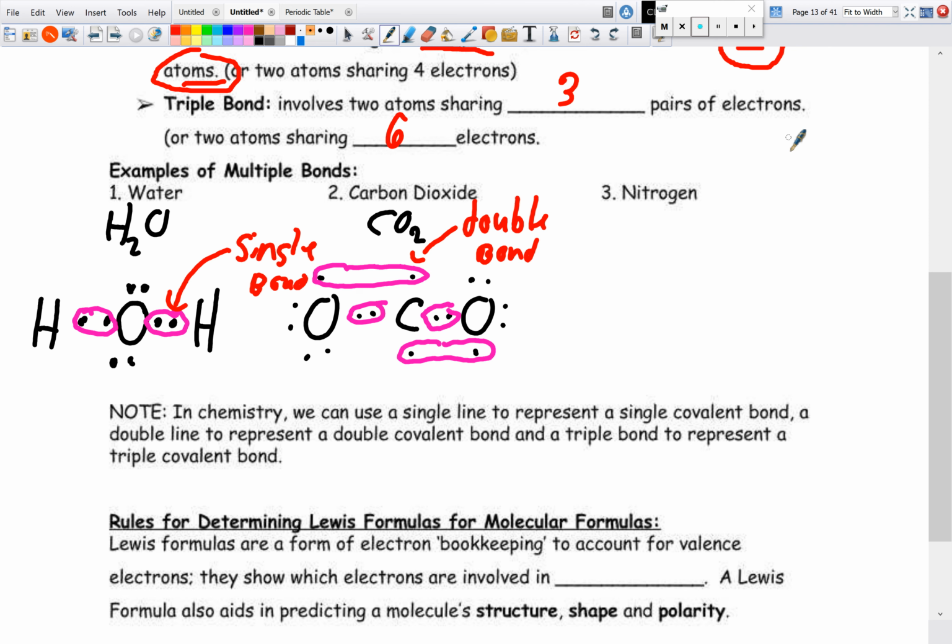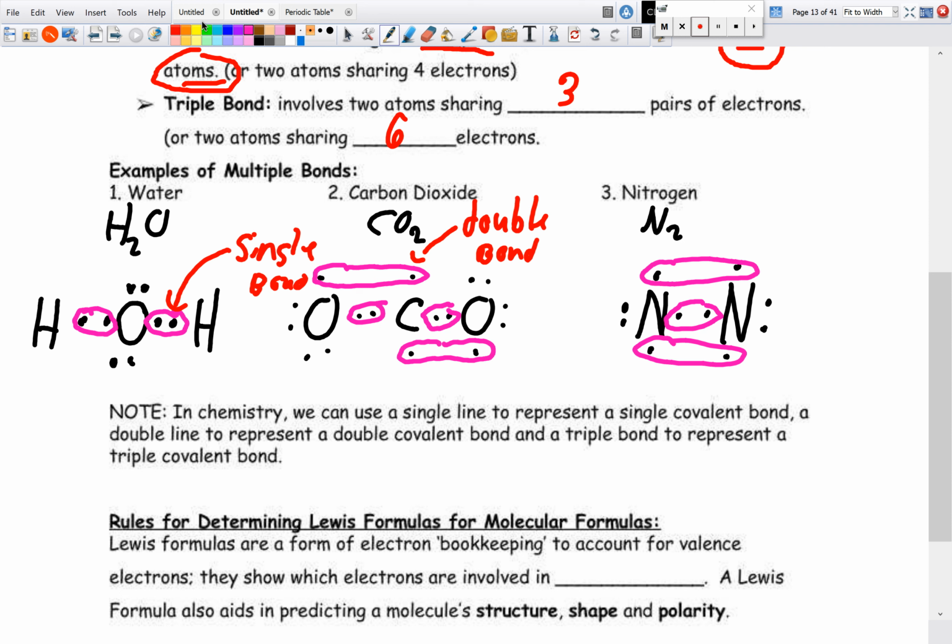And finally, our nitrogen is our last one. Nitrogen we know is N2. So nitrogen has 5 valence electrons, and the other nitrogen also has 5 valence electrons. This is going to be an example of a triple bond, because we can tell that we need to have 1, 2, 3 bonds shared between them. And that is our triple bond.